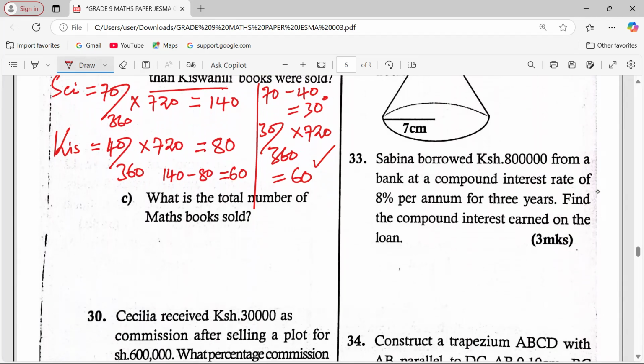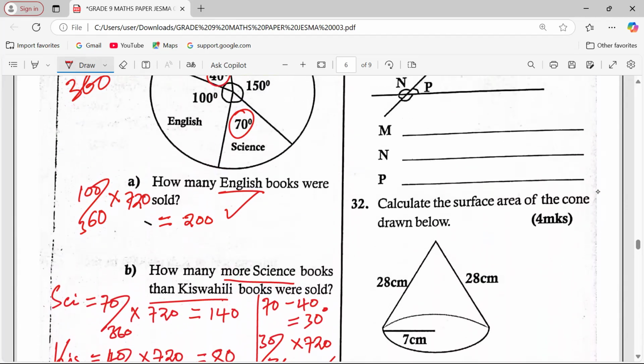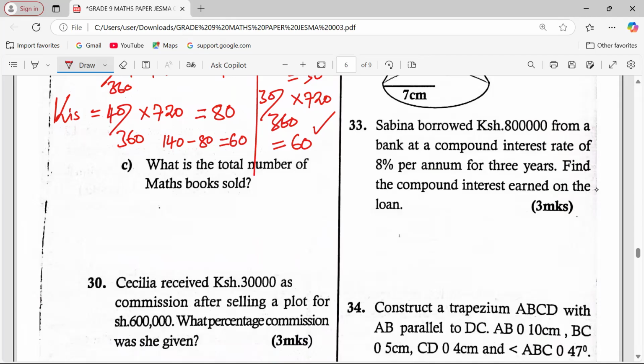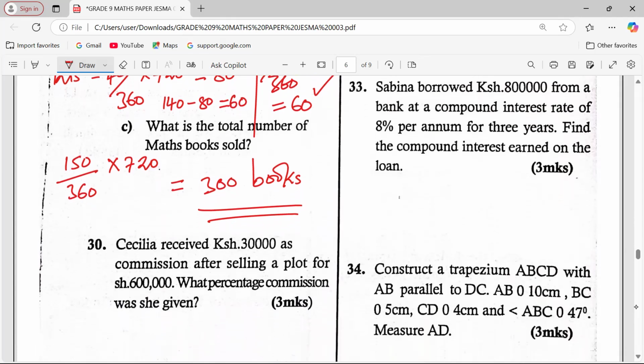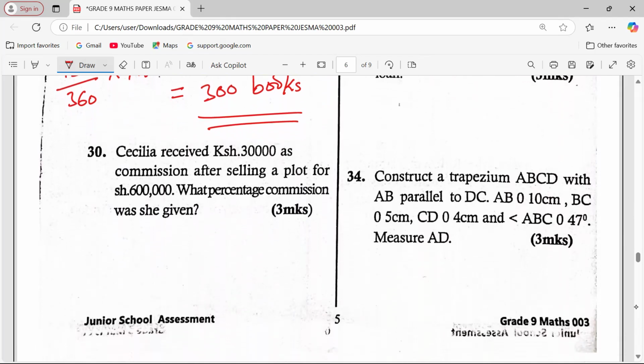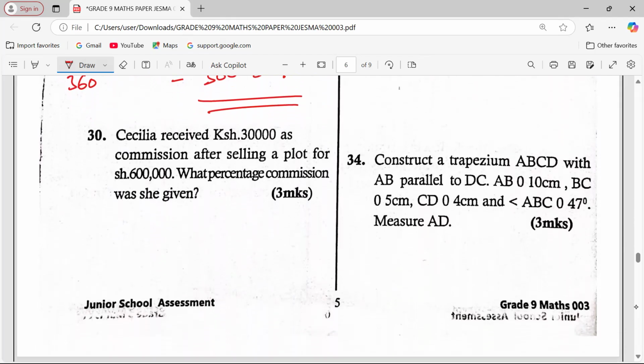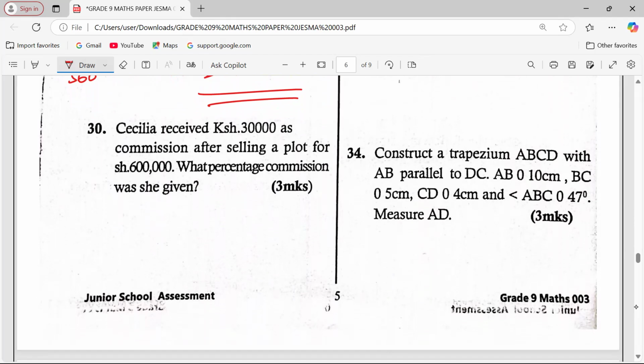What is the total number of math books sold? Mathematics is having a proportion of 150. So when we take 150 out of the total proportions 360 multiplied by 720, we are going to get 300 books. 300 mathematics books.